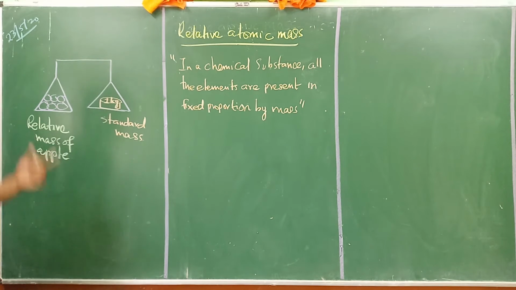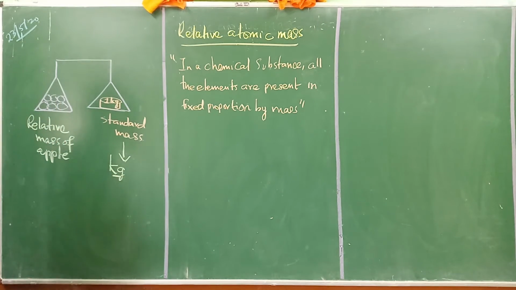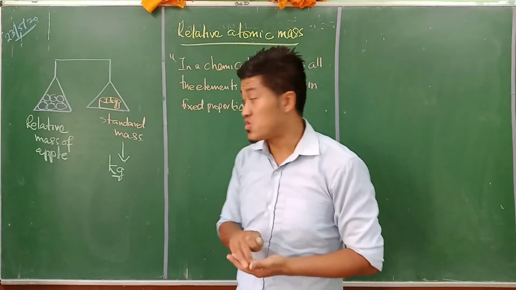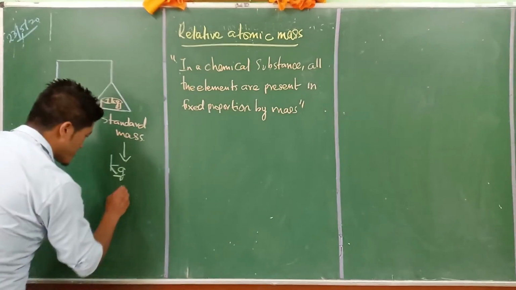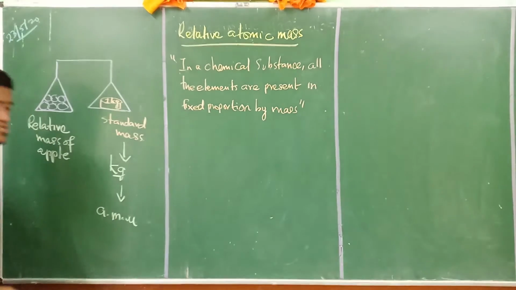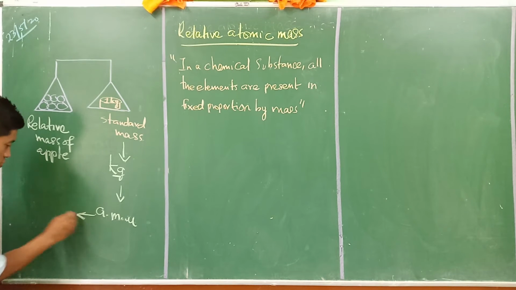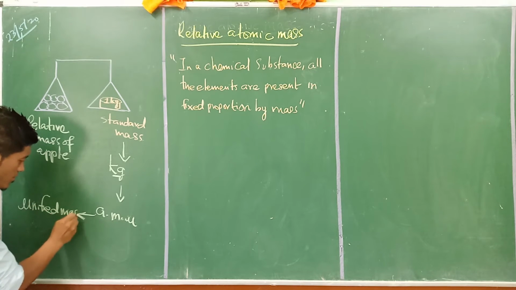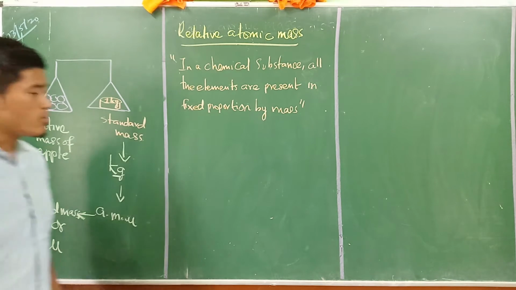We always measure in the form of kilogram, that is kg. But when we talk about very tiny particles like an atom, it is very difficult for us to measure in kilograms. So we have another unit, which we call amu, the atomic mass unit, which nowadays we call the unified mass, or u.